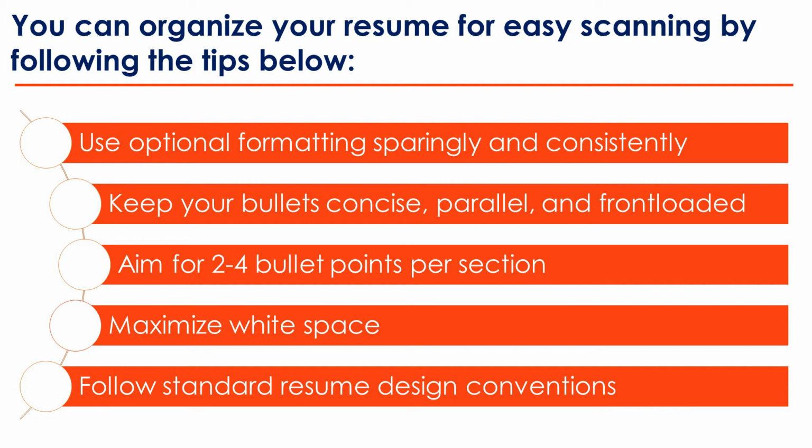You want to aim for 2 to 4 bullet points per section. Anything more than 4 bullet points is probably going to go unread by your audience. After that 4th bullet point, audiences tend to just check out. You want to maximize white space. You do not want your resume to look cluttered. If your resume looks cluttered, it's uninviting, and a lot of readers are just going to check out. Or if they don't check out, they'll likely have a difficult time finding key information.